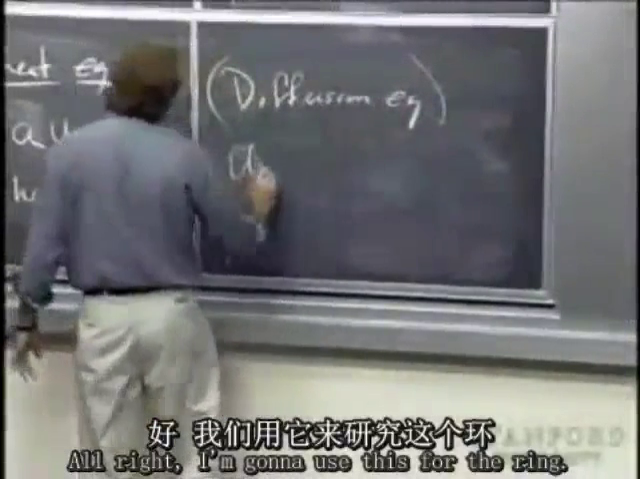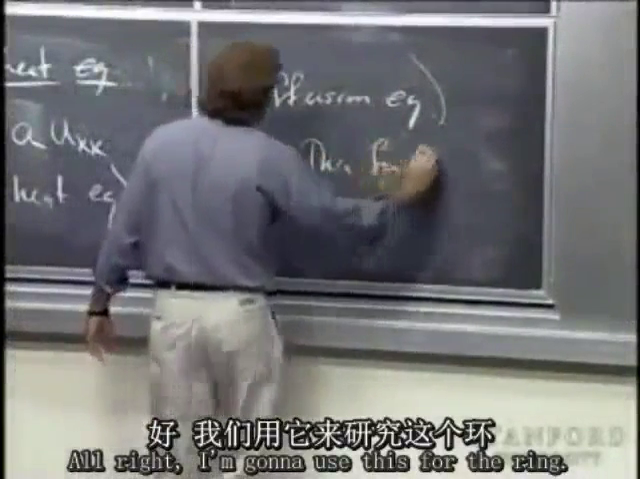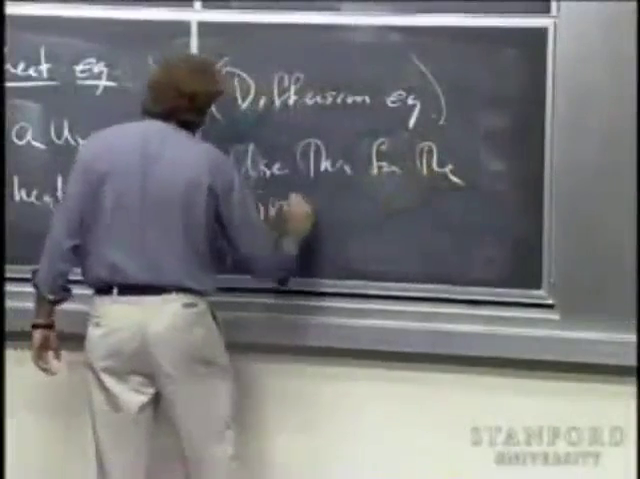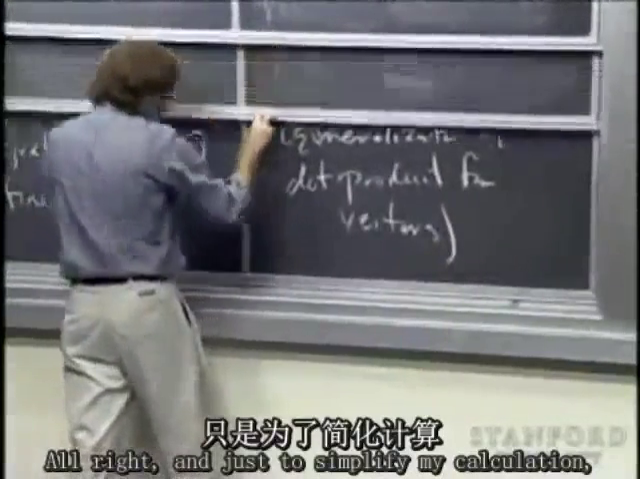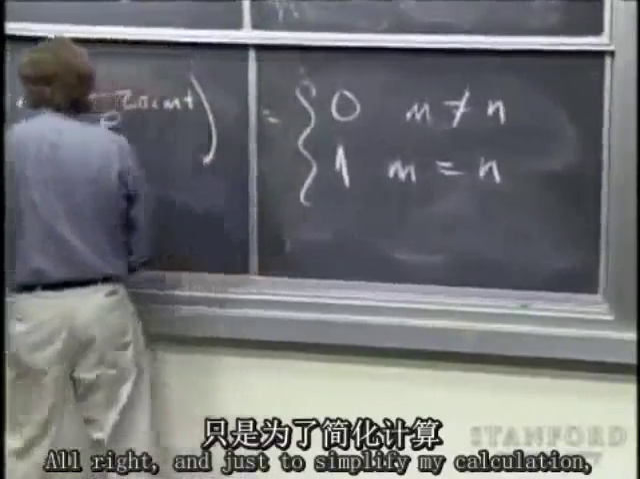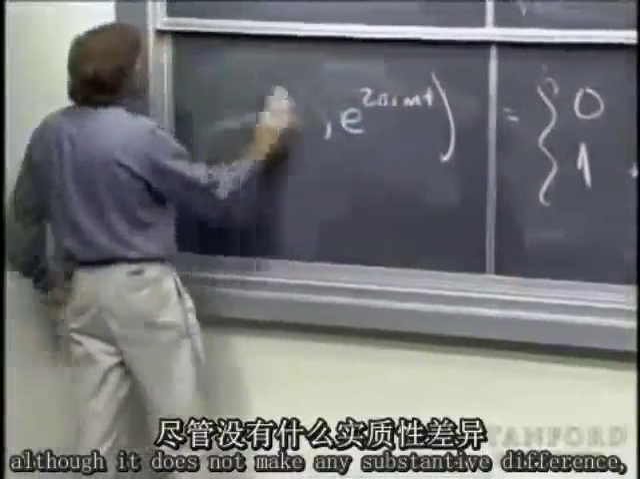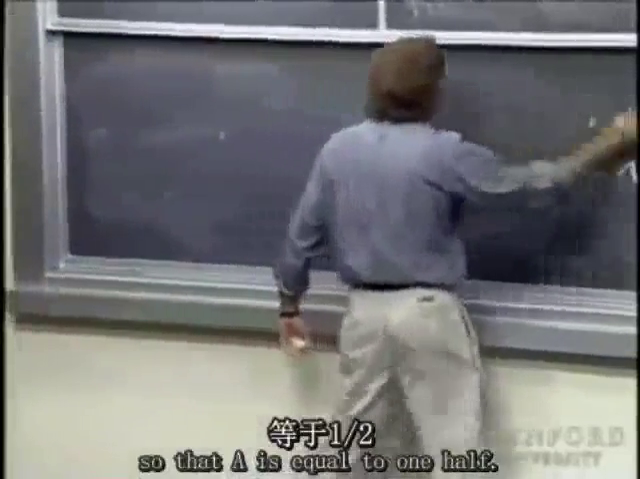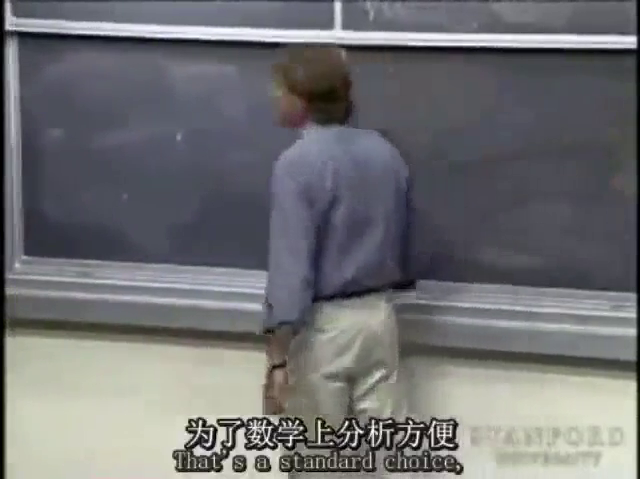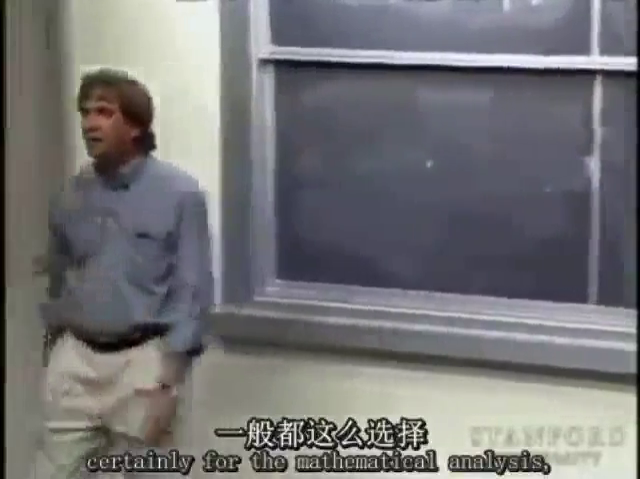So I want to use this for the ring. All right. And just to simplify my calculation, although it does not make any substantive difference, I'm going to choose the constant so that A is equal to 1/2. That's a standard choice, certainly for the mathematical analysis, but it doesn't matter.